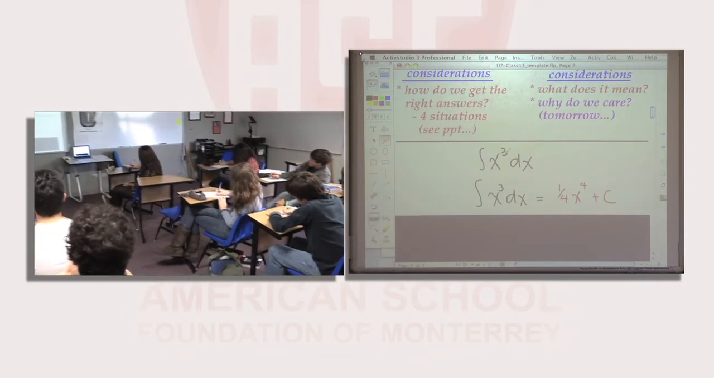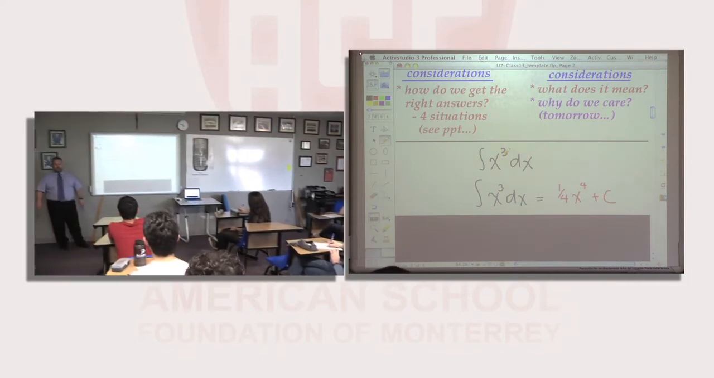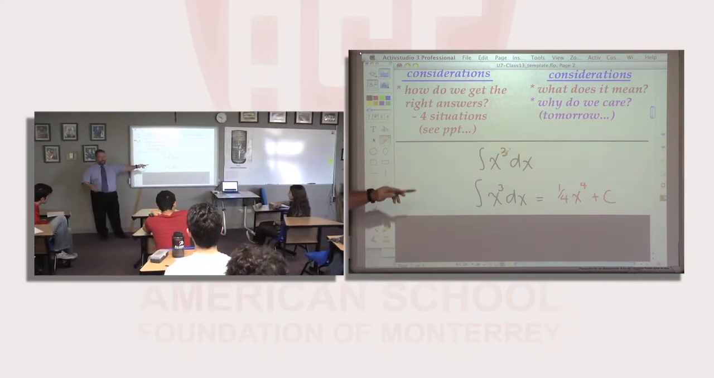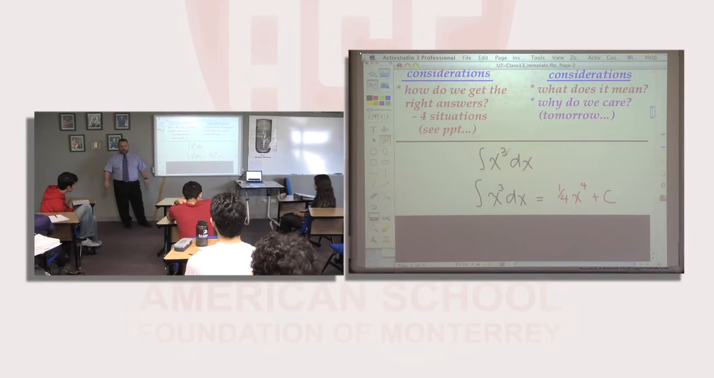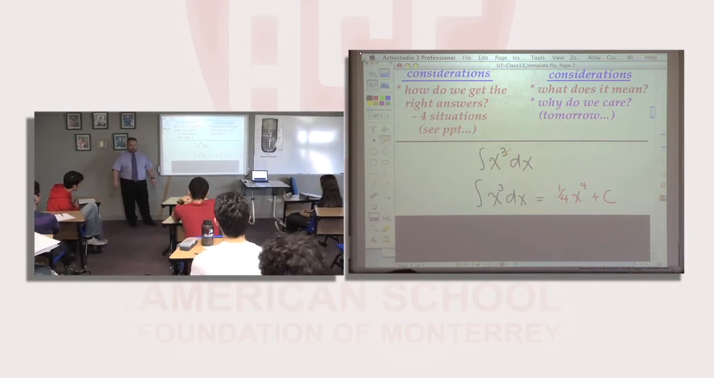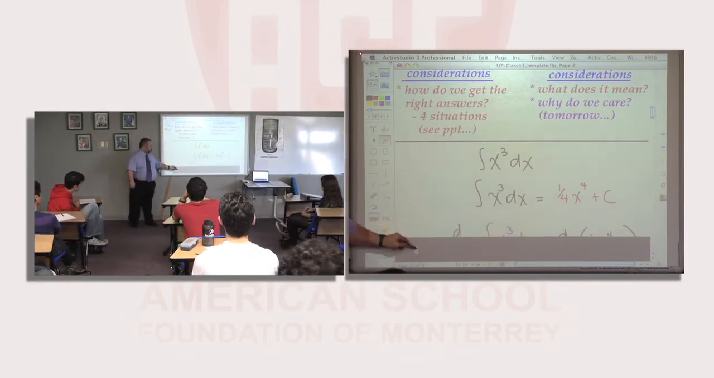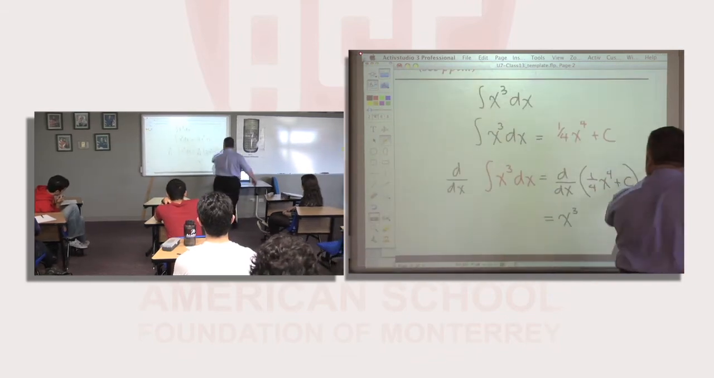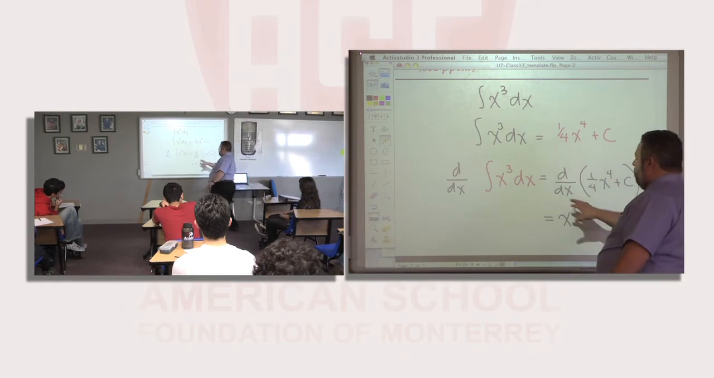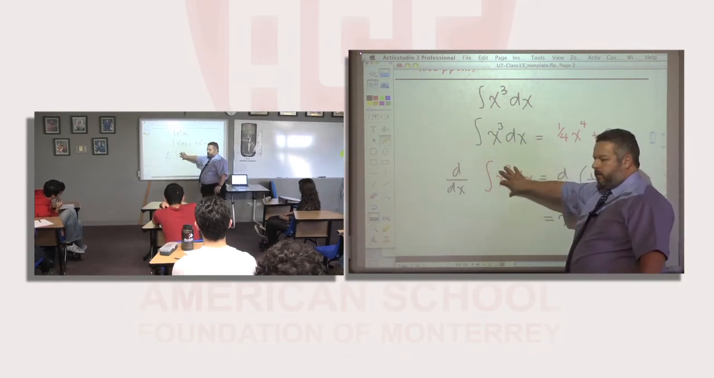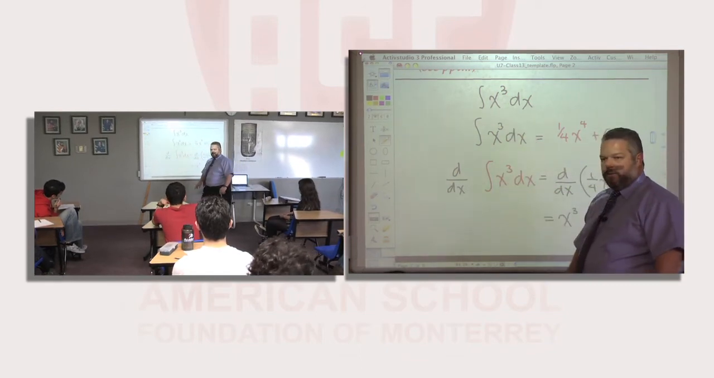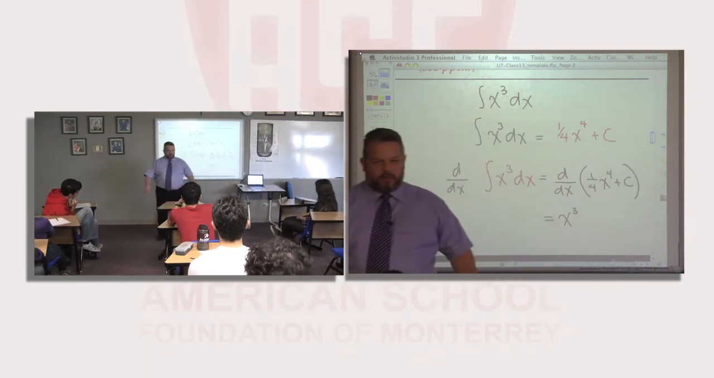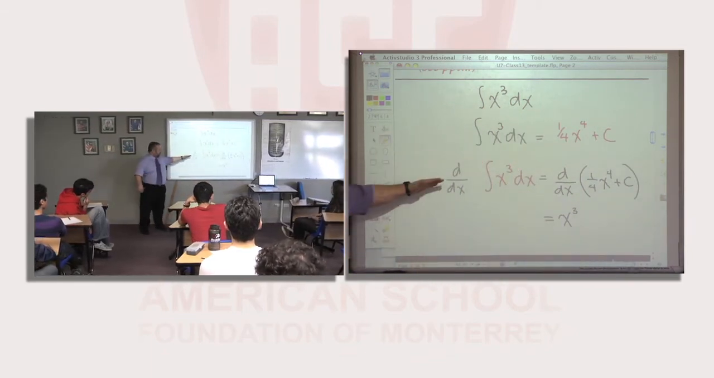How do we know that he's right? Sure, if I take the derivative of the thing in red, what am I supposed to get? X cubed. In other words, if I take the derivative of this thing, I get back the thing that's inside. Make sense?